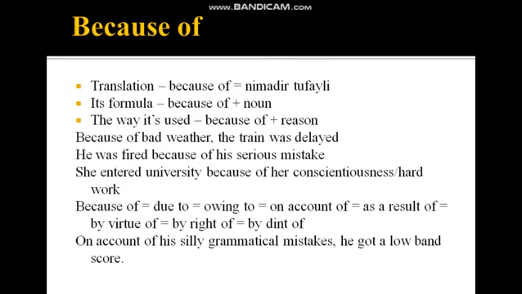So now let me use on account of instead of because of in the sentence. Okay, on account of his silly grammatical mistakes, he got a low band score. See, on account of, which means because of, or due to his silly grammatical mistakes, or let's say by virtue of his grammatical mistakes. See, guys? And by the way, that's not by virtue or by virtue, that's by virtue of. See, by virtue of his silly grammatical mistakes, he got a low band score.